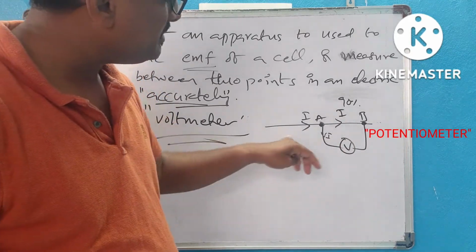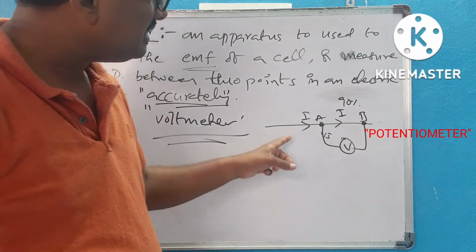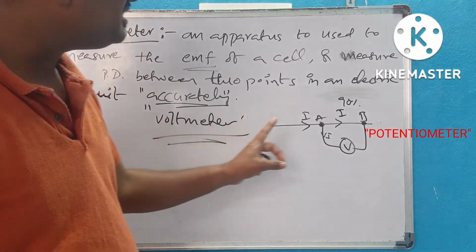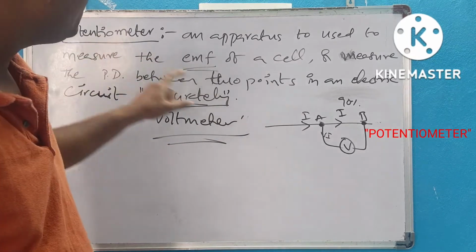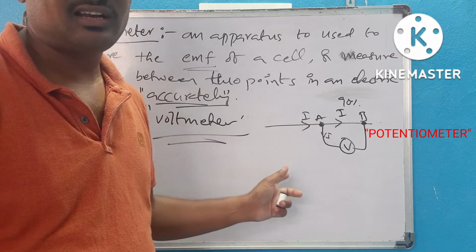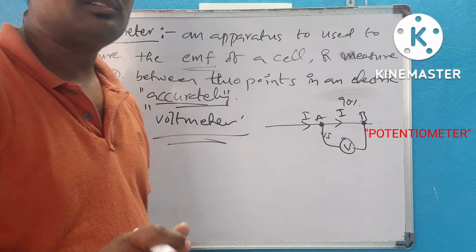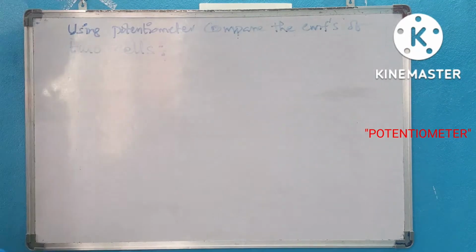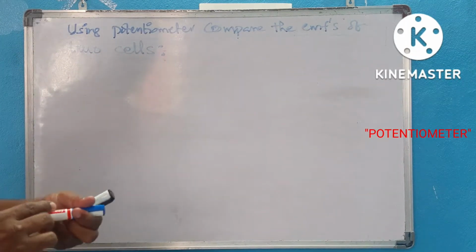Because it depends on the direction of the current, and some of the current splits and passes through the voltmeter. That's why the voltmeter doesn't measure the potential difference accurately, but the potentiometer measures the potential difference accurately, and the EMF of a cell as well. So that's why we need to use the potentiometer. Using the potentiometer, compare the EMFs of two cells. This is our task.